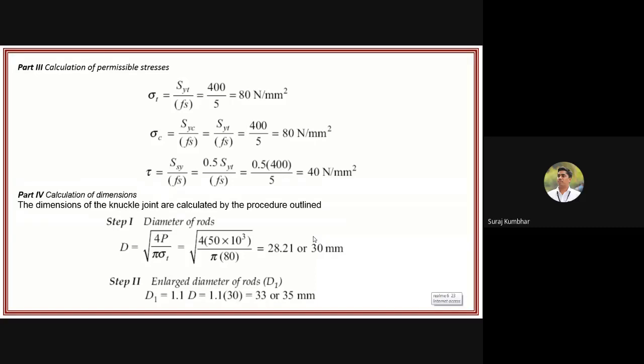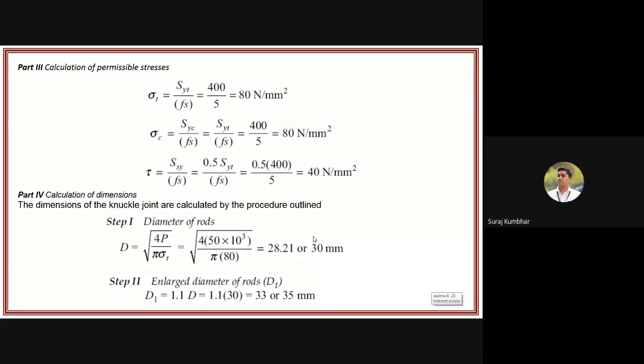Yes, please note down very fast. This is about the diameter of a rod and the enlarged diameter of a rod, that is small d and capital D. Okay, now the next. I am going to share the PPT. You can go through it. First understand how it comes.